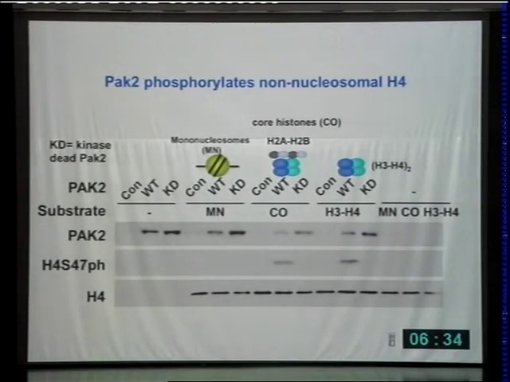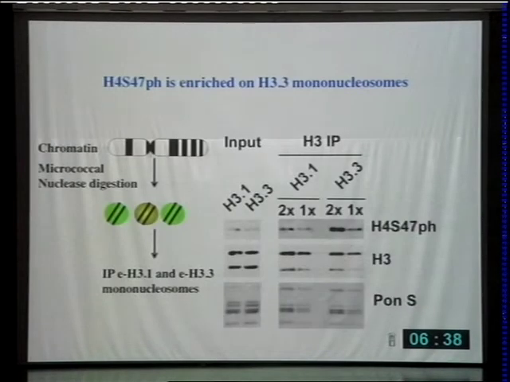Next, I will show you several experiments to address the function of this modification in nucleosome assembly. One of the experiments that gave us a clue to the function of this modification is that we analyzed the level of H4S47 phosphorylation in purified H3.1 and H3.3 mononucleosomes. This is the loading control, the FLAG-tagged H3.1 or H3.3. These are the core histones. This is a Western blot of H3.